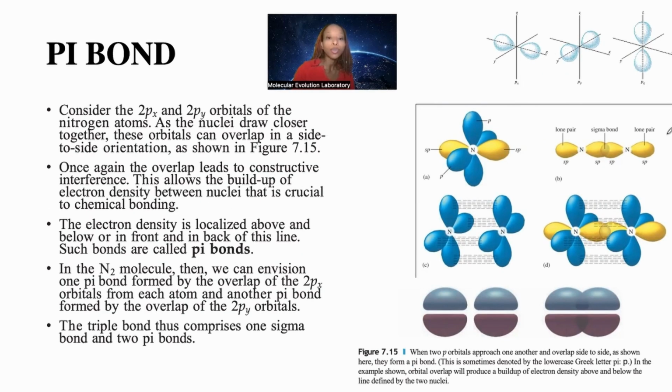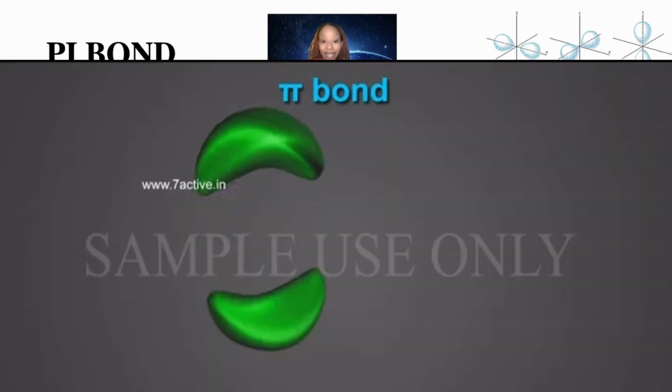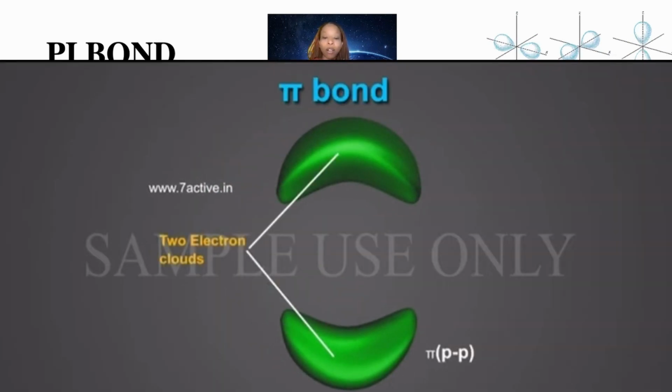So consider the 2px and 2py orbitals of nitrogen atoms. As the nuclei draw closer together, the orbitals can overlap in a side-to-side orientation as shown here. Once again, the overlap leads to constructive interference. This allows the buildup of electron density between nuclei, and that is crucial to chemical bonding. So the electron density is localized above and below, or in front and in back of this line. Such bonds are called pi bonds.